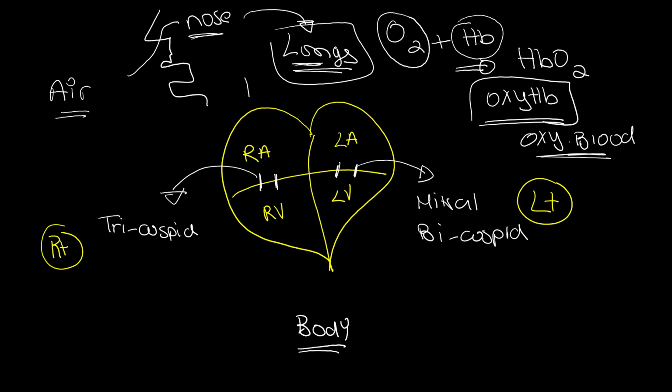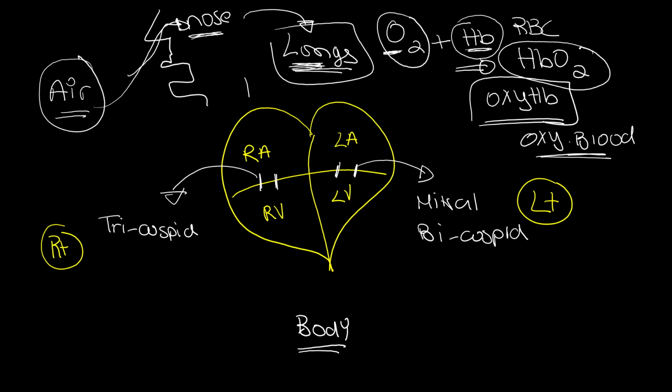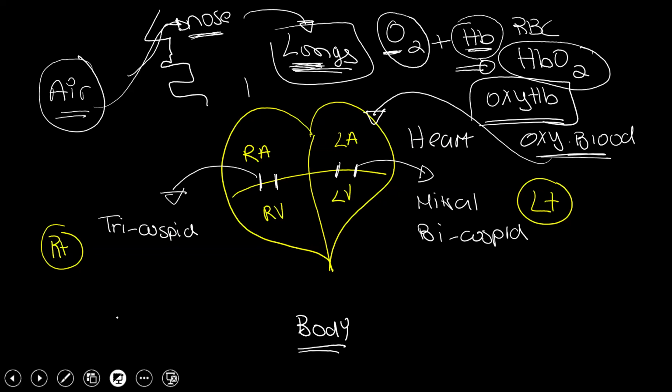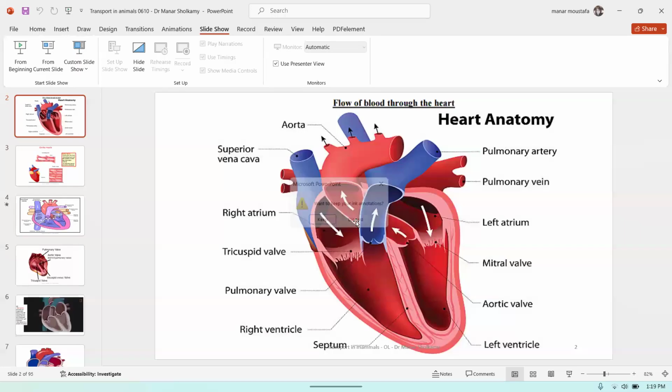So let's go back to the beginning of the journey. We have air. We will breathe this air through our nose, and then this air will go directly to our lungs. What does the lung do? The lung takes the oxygen in the air, combines it with hemoglobin inside red blood cells to give me oxyhemoglobin or oxygenated blood. This oxygenated blood will go to the heart first before the heart pumps it to the whole body. Okay, this is the easiest way to study the flow of blood inside the heart.